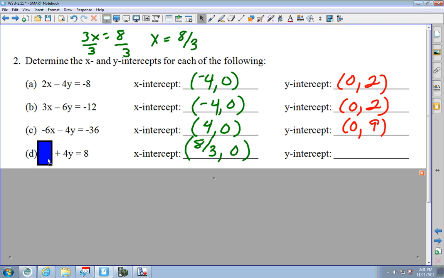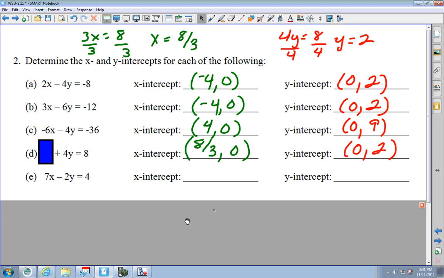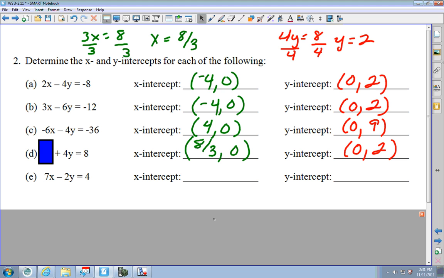To find the y-intercept, I'm going to cover up the x. I get 4y equals 8. I'm going to divide by 4. Y equals 2. I get 0, 2. Next one. Let me erase all this.